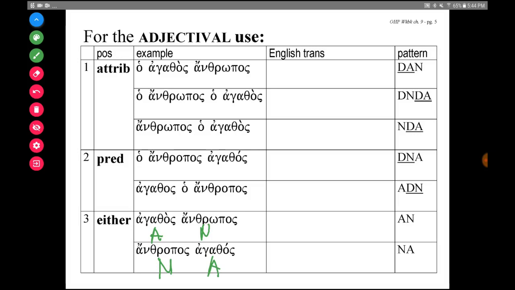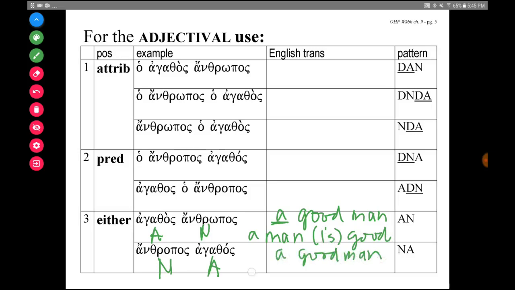So agathos anthropos, because there is no definite article, it could be a good man. Notice I used "a" because the article is not present. So a good man, or a man, parentheses, is good. And this also can mean a good man or a man is good.